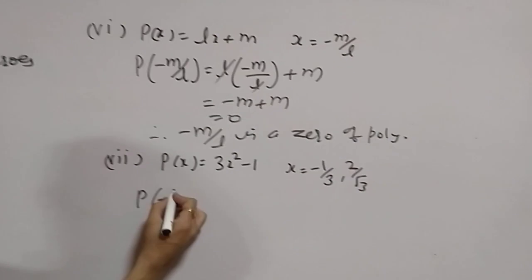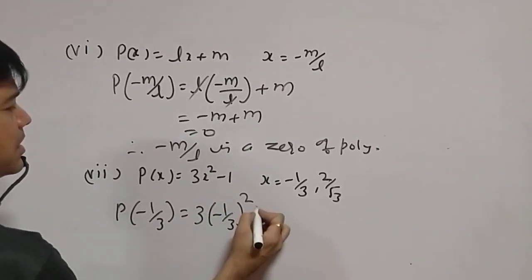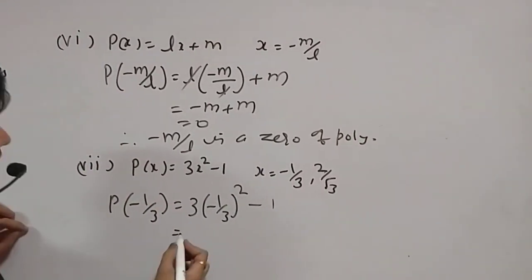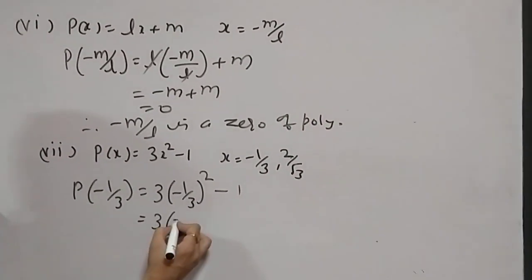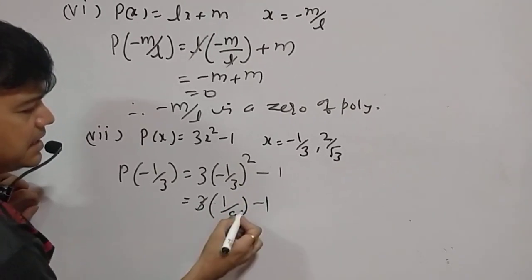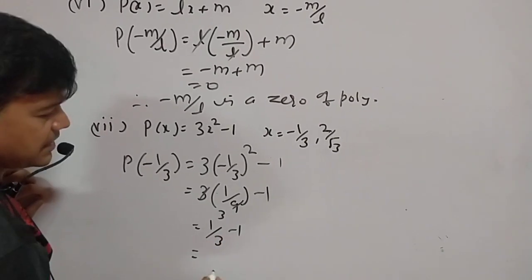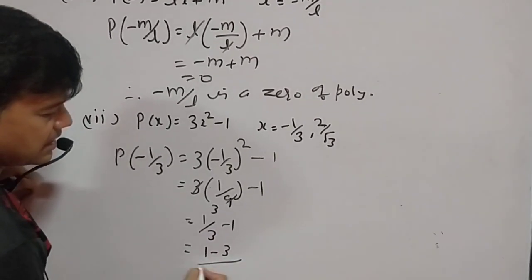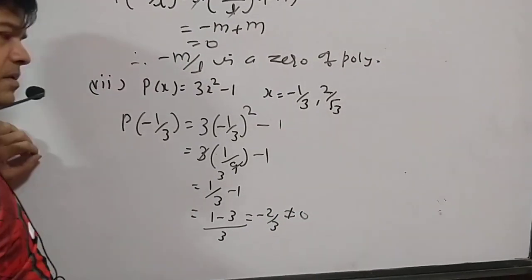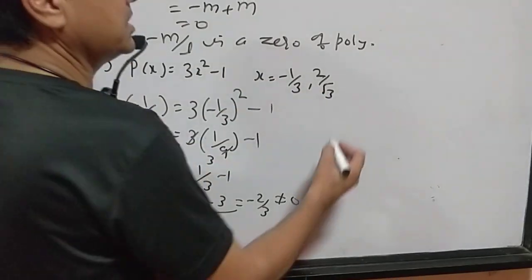Here, write two different values. First, minus 1 by 3. 3 into minus 1 by 3 square. Minus 1 square is plus 1, 3 square is 9. 3 3s are 1 by 3, minus 1. LCM is 3. Minus 2 by 3, not 0. Now put the second value. Second value is what?